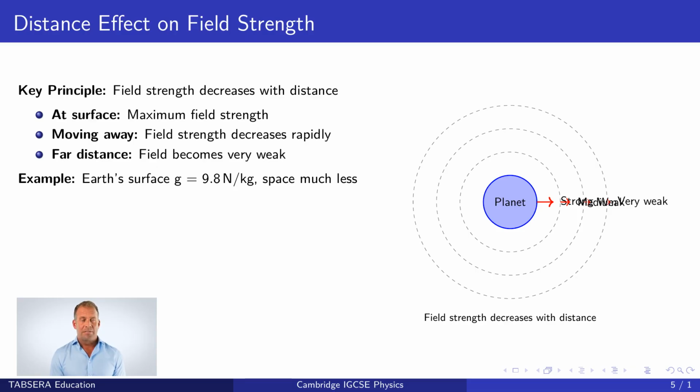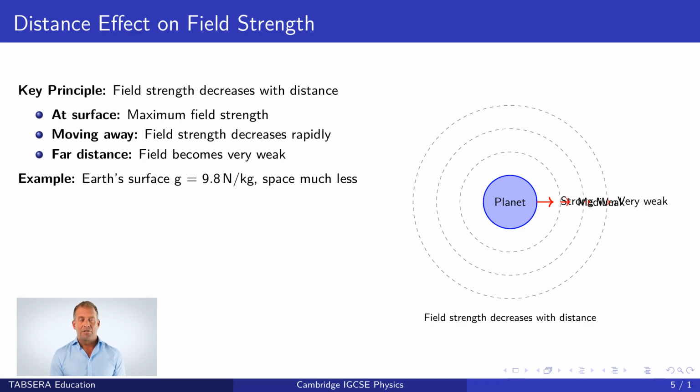Now we examine how distance affects gravitational field strength. This follows a fundamental physics principle. The key principle states that field strength decreases with distance from the planet. At the surface, we measure maximum field strength because this is the closest point to the planet's center. Moving away from the surface, field strength decreases rapidly following an inverse square relationship. At far distances, the gravitational field becomes very weak but never completely disappears.